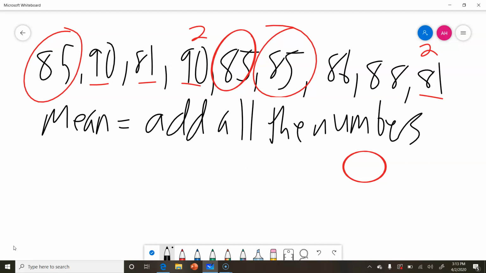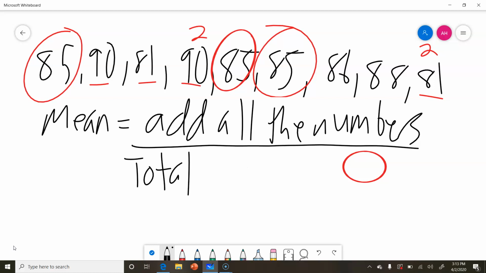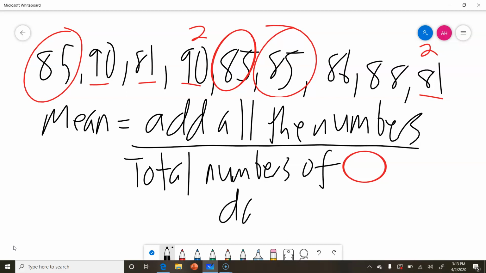Okay, add all the numbers, and then we divide that by the total number of the data. So what we do in this problem is we add them and then divide by the total number. I'm going to do this on my calculator, so if you need to write that down, go ahead and do that, or pause the video.